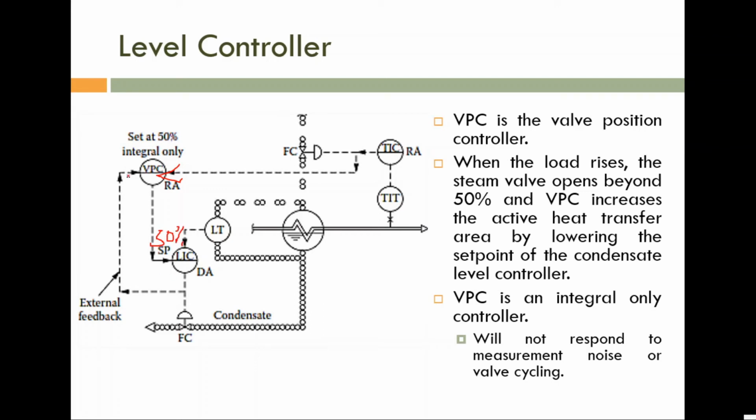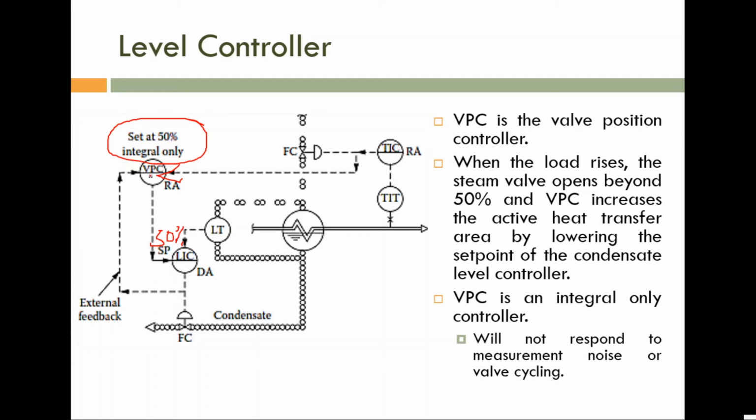That one is given by VPC. So this VPC is set at 50%. Now if this control signal is varied from 50%, you can see that this VPC is giving a difference. This is actually an integral controller. I will tell you why we are using an integral controller.